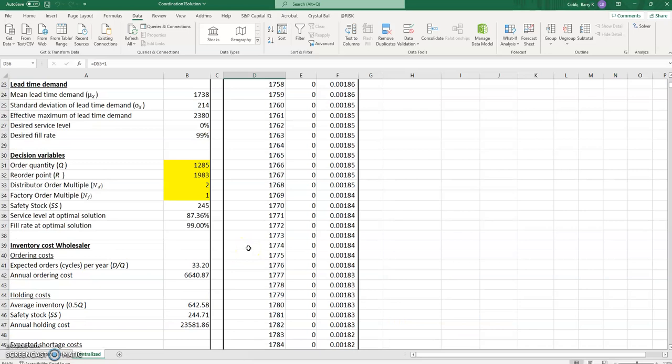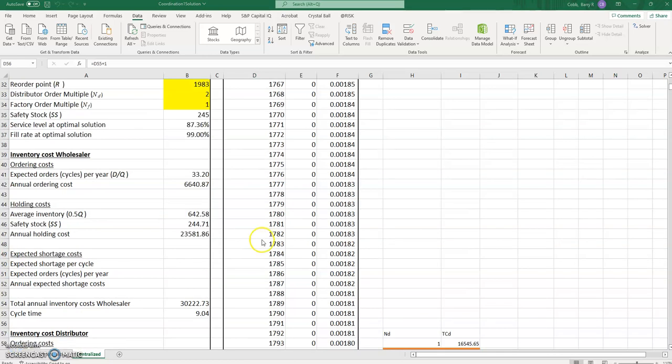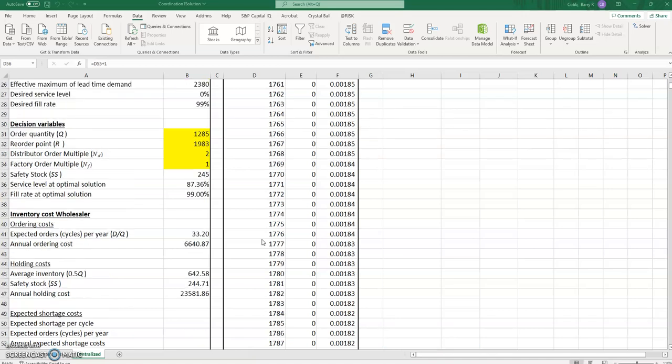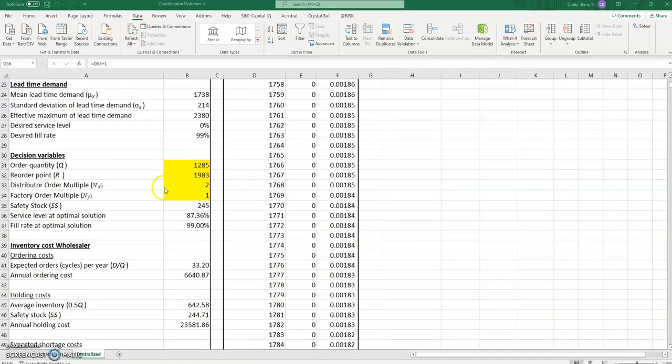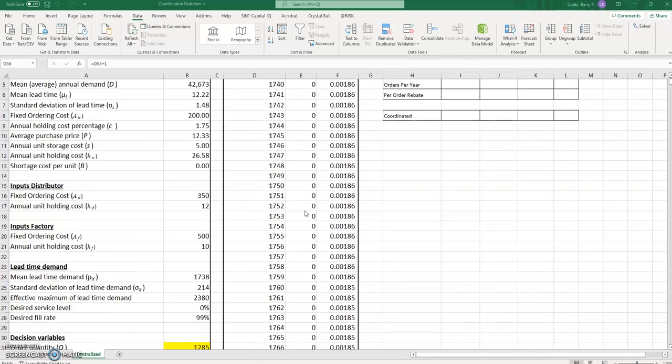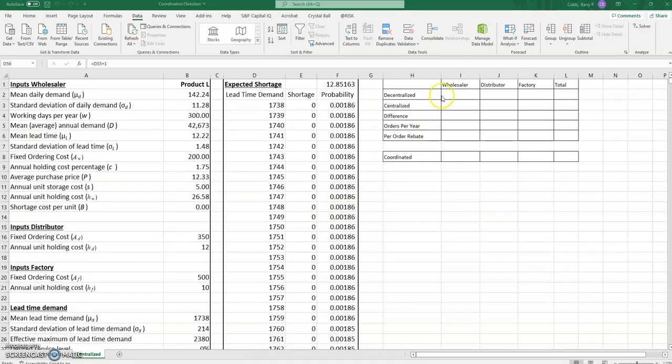And so Solver has found the solution here. What we want to do is compare the centralized solution and the decentralized solution. In the centralized, all three partners work together to develop these decision variables in this strategy. And so there's a table here where we can compare these.